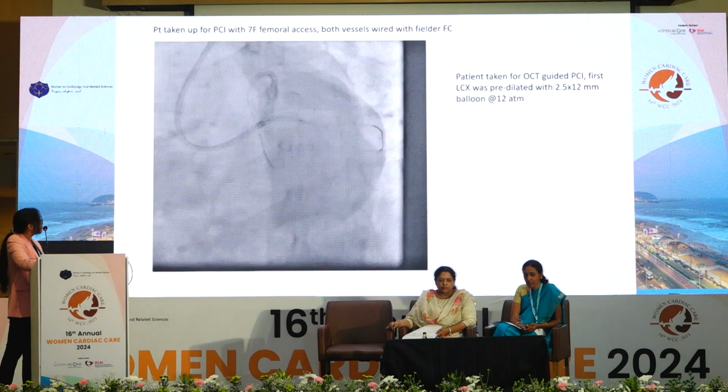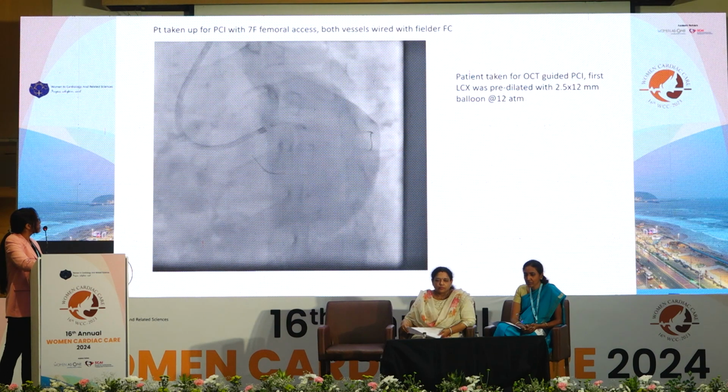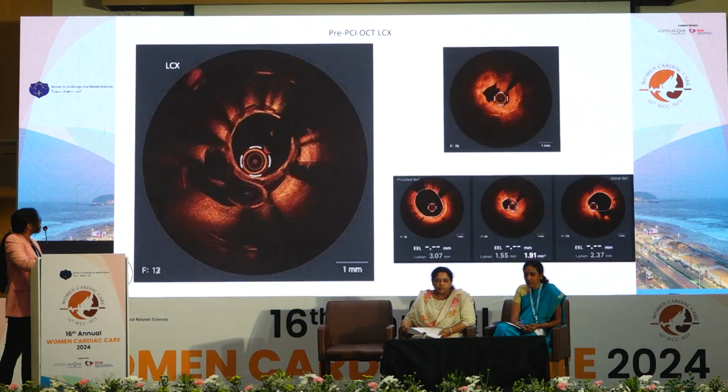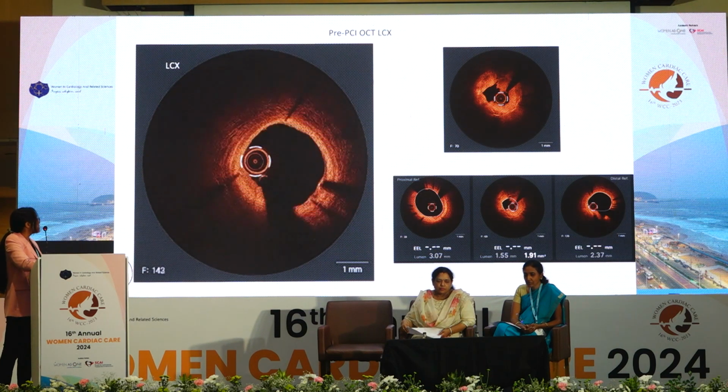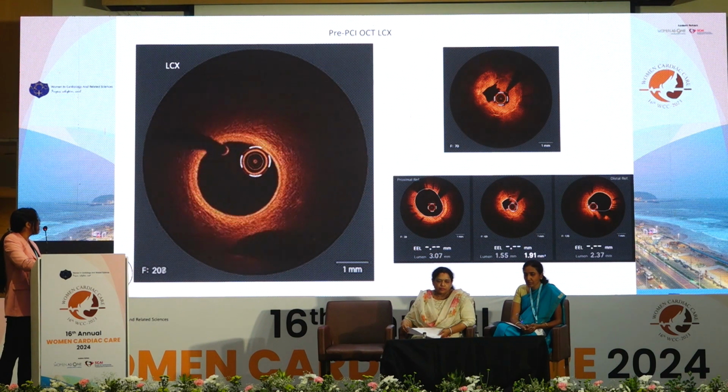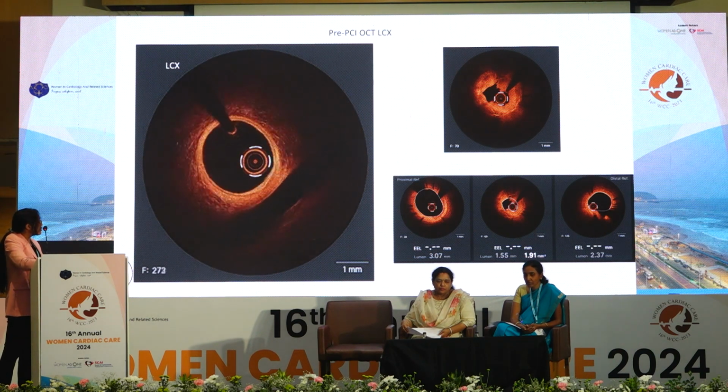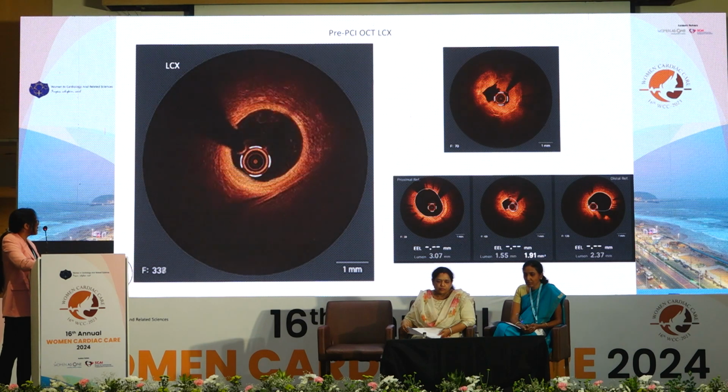For the coronary angioplasty, we took femoral access and wired both the vessels with Fielder FC wire. We first pre-dilated the circumflex because it was a tight lesion and we decided to do the imaging, but we couldn't pass the OCT through this tight lesion. We pre-dilated circumflex with a 2.5 by 12 mm balloon first, and then took an OCT run. This is the pre-PCI OCT run in circumflex. We can see significant neointimal hyperplasia at the circumflex ostium, and there is an MLA of 1.91 mm square.